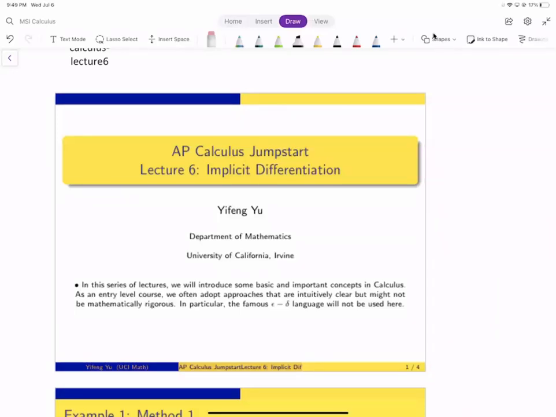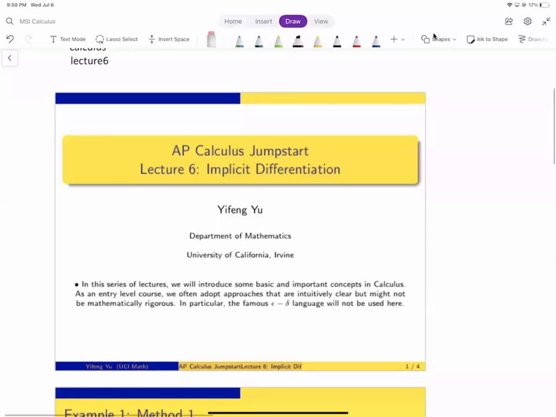In this series of lectures, we introduce some basic and important concepts in calculus. As an entry-level course, we often adopt approaches that are intuitively clear but might not be mathematically rigorous. In particular, we will not use the famous epsilon delta language. In this video, we'll look at something called implicit differentiation.